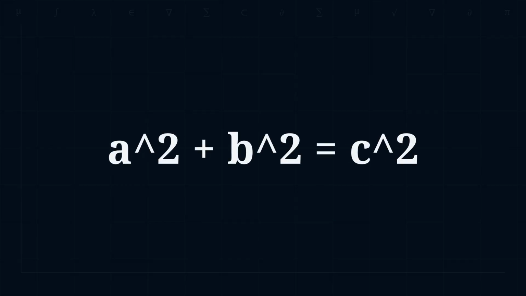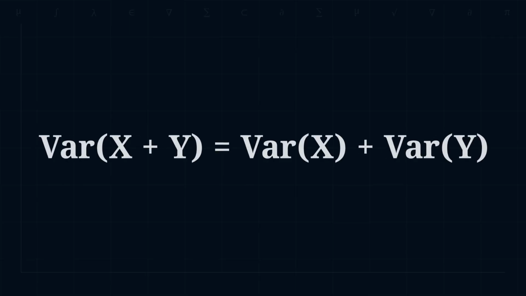It also unlocks clean algebra. When independent sources of variability combine, their variances add, which is not true if you use raw absolute deviations. That additivity is a backbone fact you will use repeatedly without even noticing it.